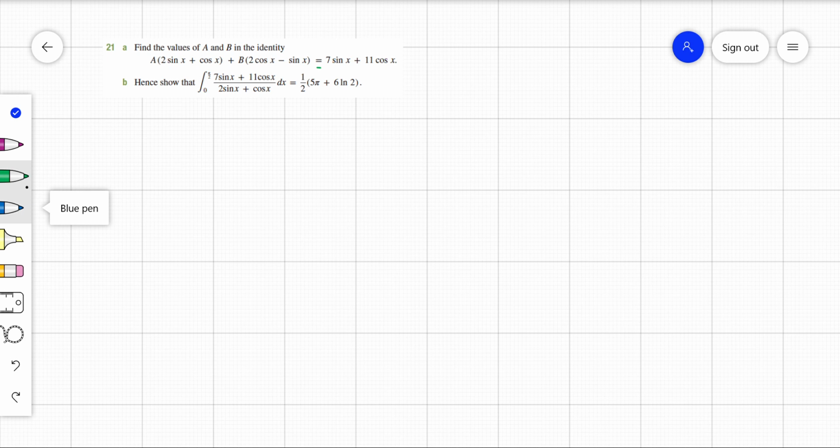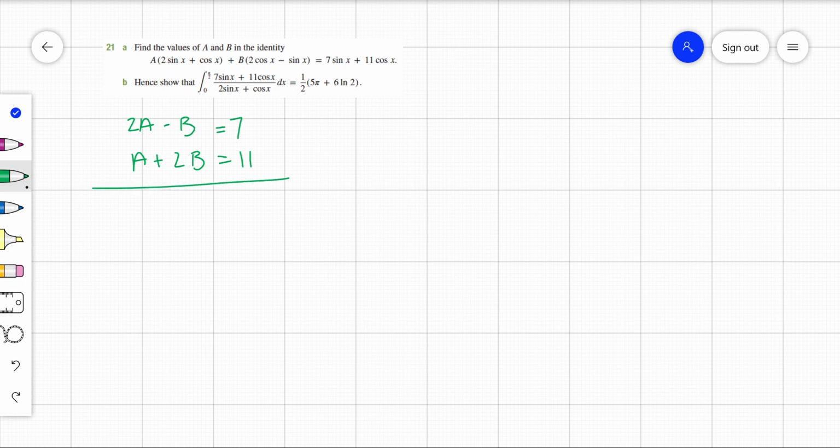So the first thing we have to do is find the values of a and b. If I compare 7, the coefficient of sine x, here we've got 2a and negative b. So 2a minus b gives me 7. And if I do the same thing, now looking at 11 for the coefficient of cos x, I've got a 2b there and an a. So a plus 2b gives me 11.